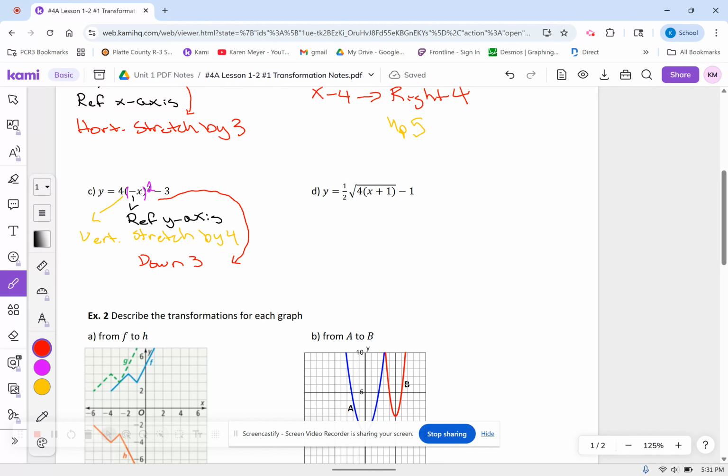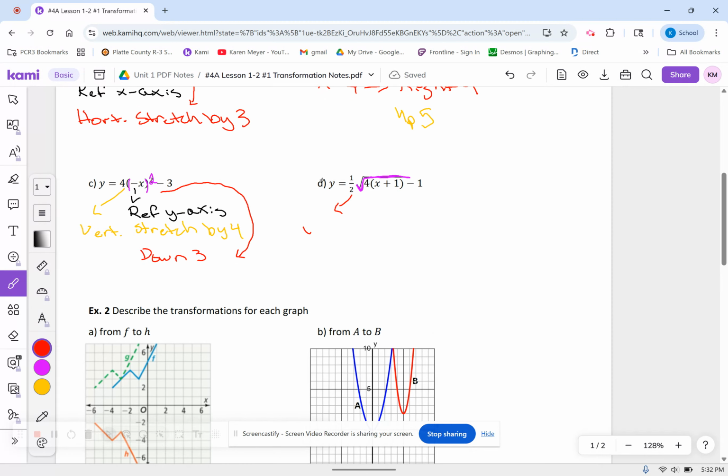Okay, next one. Type of function. Hopefully everybody's looking at this and saying, oh, this is a square root. Okay, the 1/2 is outside. So remember, anything outside is vertical. So vertical, I would look at this one and I would say, oh, this is going to be between 0 and 1 because it's 1/2. So that would make it a vertical shrink by 1/2.